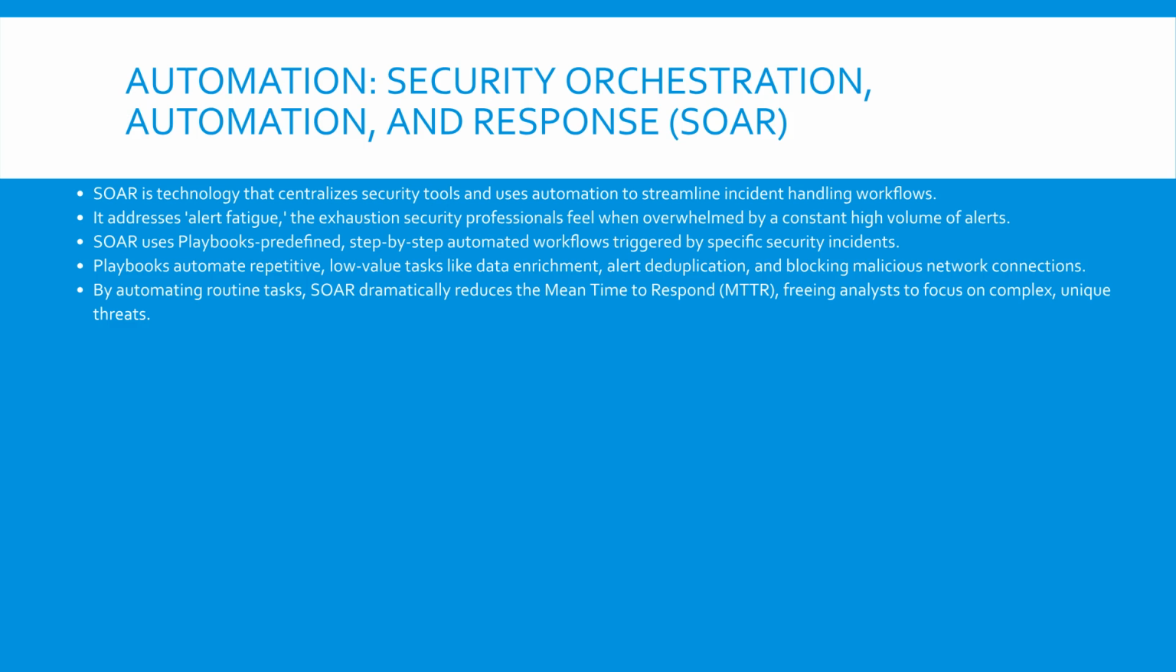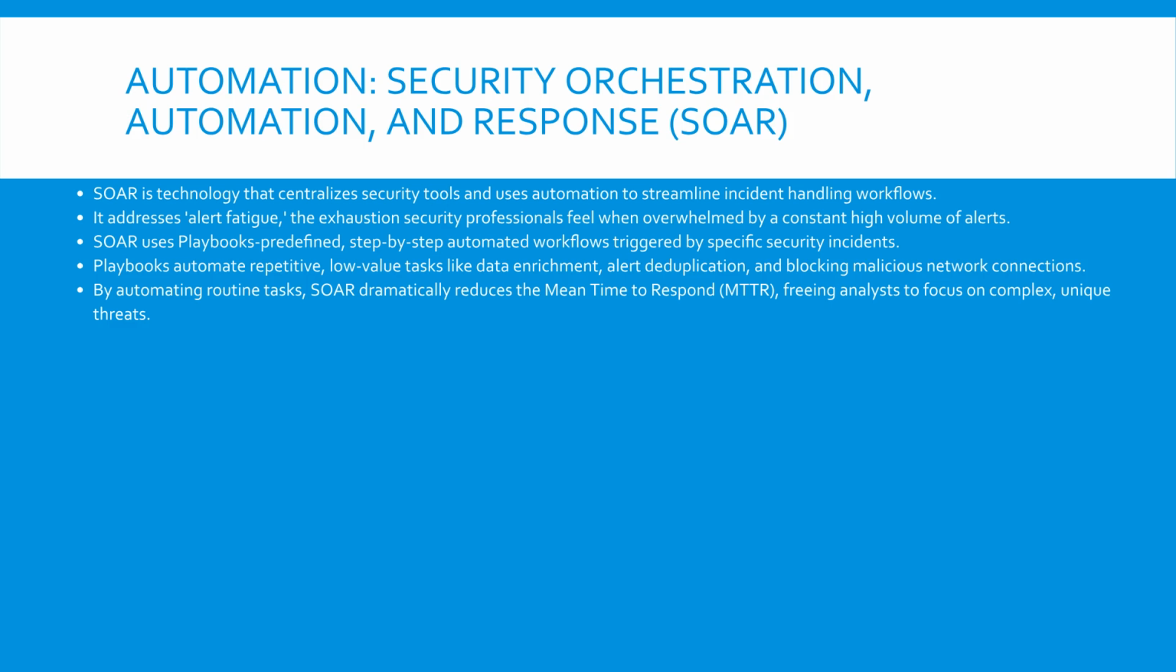SOAR does three main things. Orchestration connects different security tools like SIEM and firewalls so they can talk to each other seamlessly. Automation is the machine-based execution of security tasks, often without human help. Response defines the automated actions taken against threats.